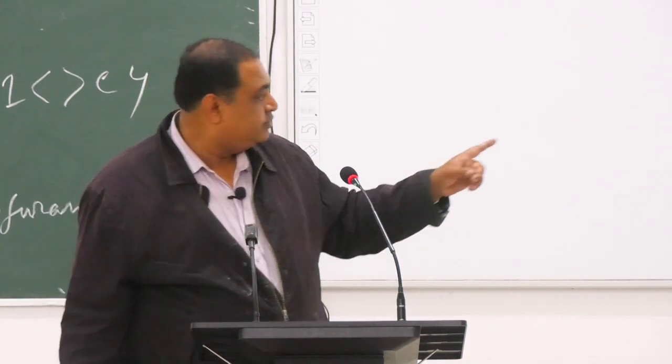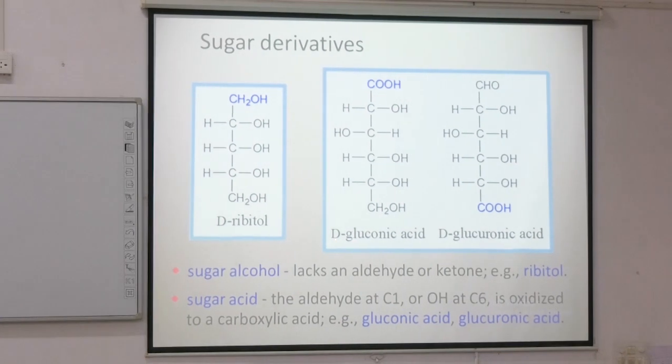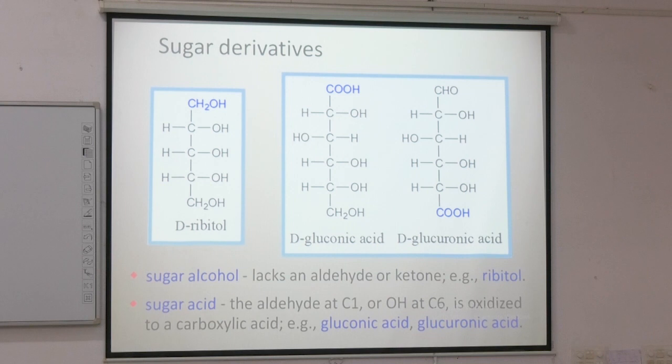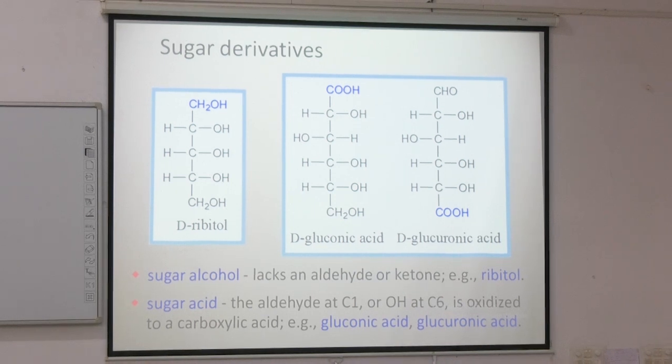Saccharic. Only C1 is oxidized, onic. C6 is oxidized, uronic. Both are oxidized, saccharic, glucaric, galactaric, mannaric, like these names. Okay? Now this one, other oxidations are very easy to form, but this one is not. Why? Here you have to restrain C1 from getting oxidized, while you have to oxidize C6.